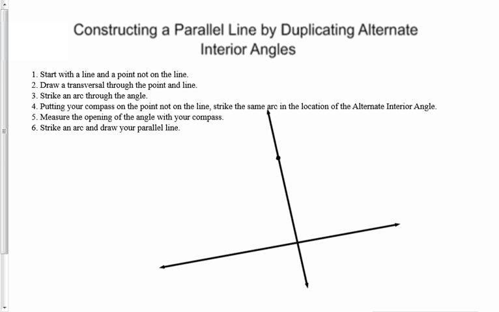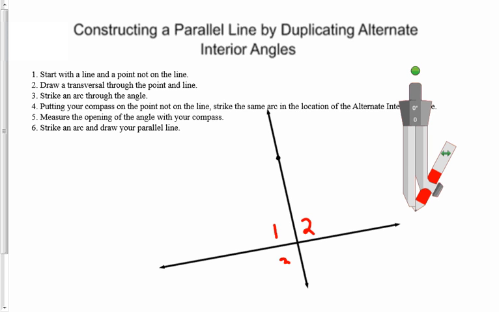So I have my transversal, and now I'm going to bring up my compass, and I'm going to strike an arc through the angle. But now I'm talking about alternate interior angles. So out of the 4 angles that I have here, I can only use either angle 1 or angle 2, because those will be interior angles to my parallel lines.